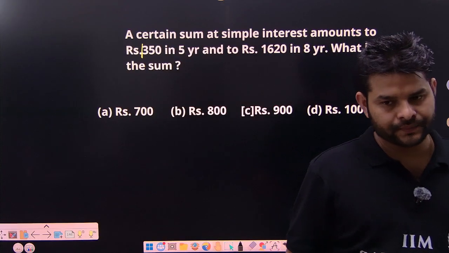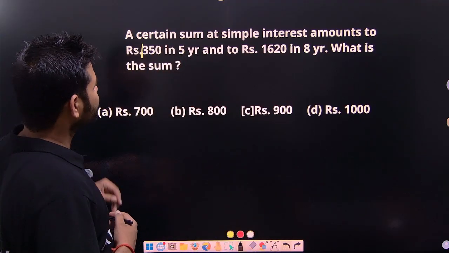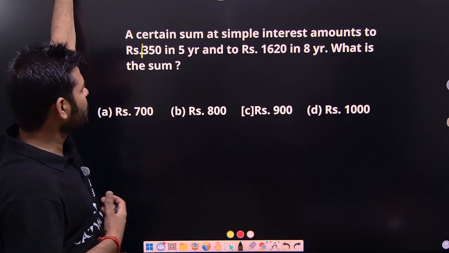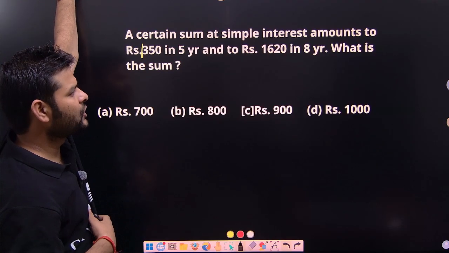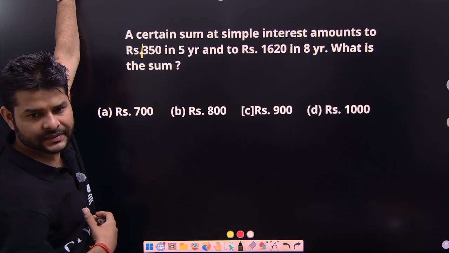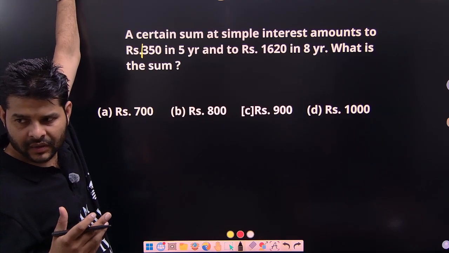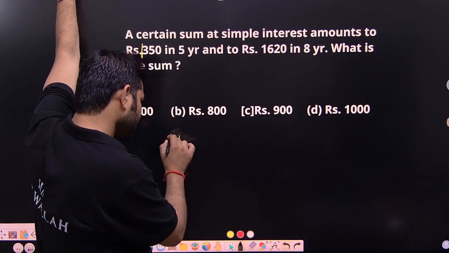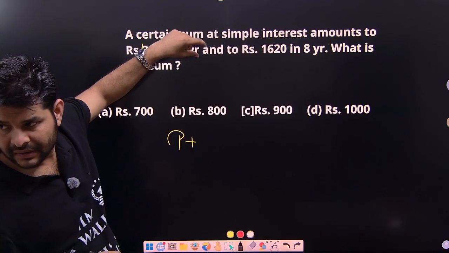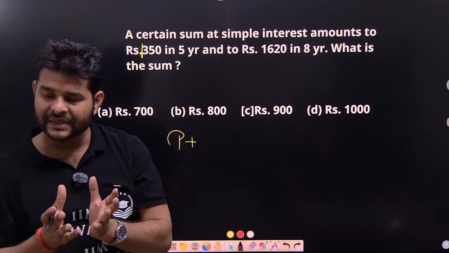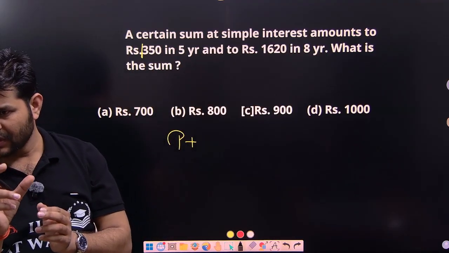Guys, have a look. How can we decode? A certain sum at simple interest amounts to 1350 in 5 years and 1620 in 8 years. What is the sum? Guys, we don't know about the principal. What we know is principal plus interest on that principal for 5 years. So basically that would be amount.